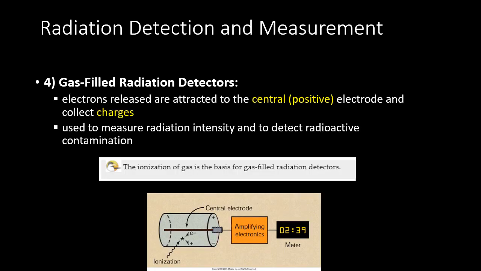Gas-filled detectors are where electrons released are attracted to a central, which is the positive electrode, and it collects the charges. This is used to measure radiation intensity and to detect radioactive contamination. Ionization of gas is the basis for gas-filled radiation detectors. Here's that central electrode to which I was referring that's going to collect the electrons.